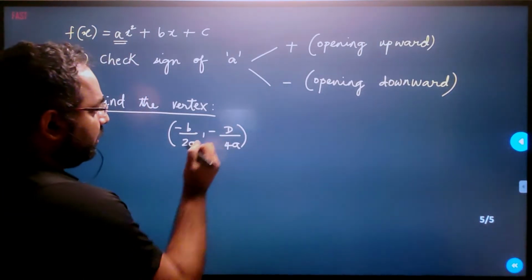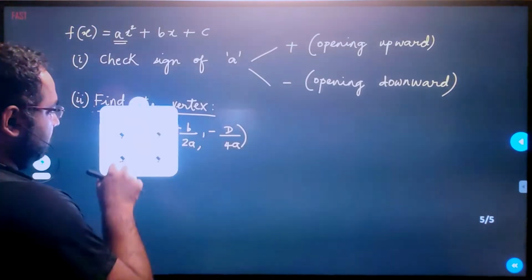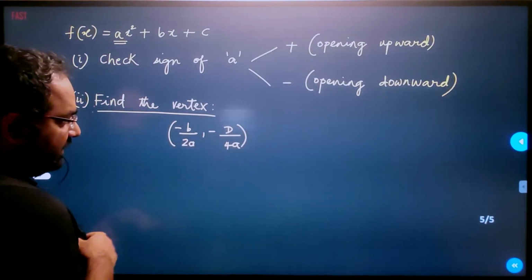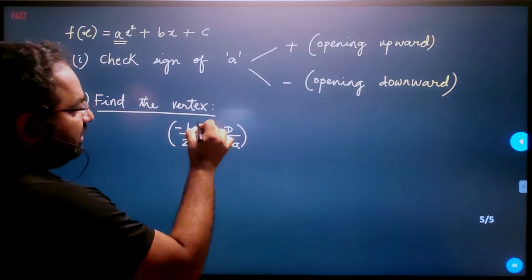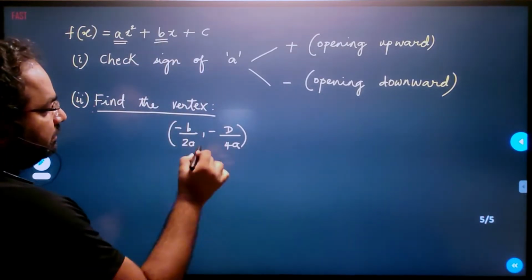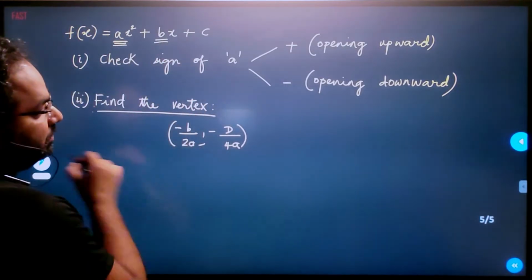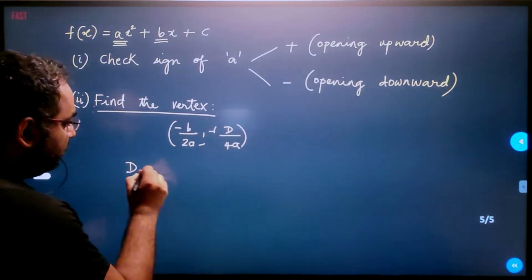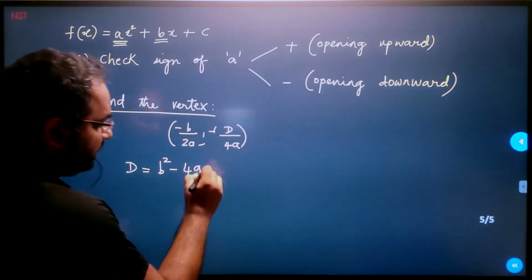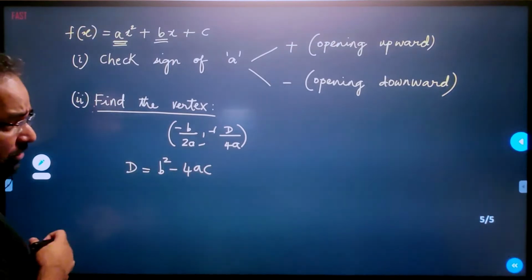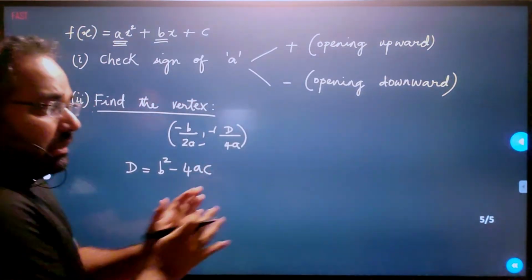Okay, now we know what your a, b and c etc are. B value you can directly get from here. A value also you can directly get from here. In order to obtain D, you need to use the b square minus 4ac formula. ABC values you can directly get and obtain. Once you have the vertex, keep that aside.